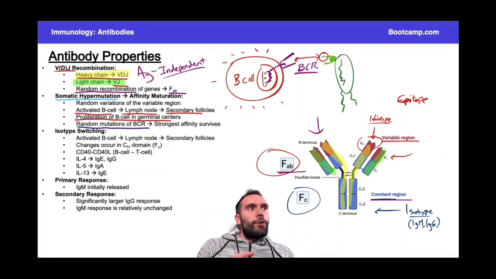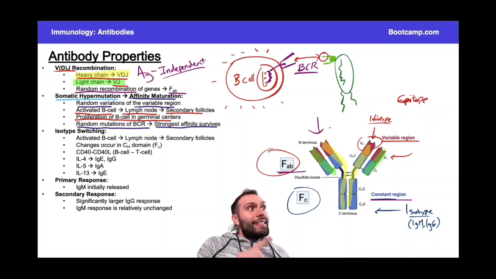So they're randomly mutating the known binding receptor and trying to see if we can get it to bind even stronger. And those receptors that do bind the strongest survive. And that's called affinity maturation. We're essentially maturing the affinity of the receptor. We're finding the receptor that binds the tightest. And how do we do that? Well, we do random variations, again, in the variable region. Same region, right? We're just making little tweaks to the variable region that we already know binds to the antigen.